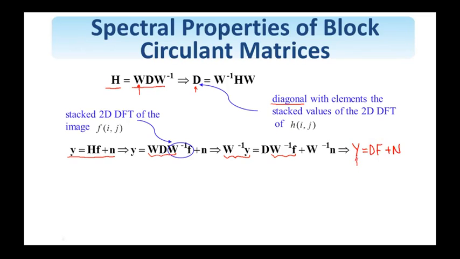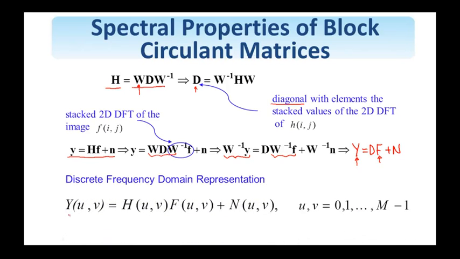where again here I have stacked the two-dimensional DFT of the image Y. I have stacked into a vector here the two-dimensional DFT values of the image F, and D is a diagonal matrix that has the DFT values of H. If I look at one element of Y, since D is diagonal, it is going to give me one element of the discrete Fourier transform of the image Y. So each entry of this vector Y represents, pointwise, the frequency (u,v). These are discrete frequencies of the DFT.